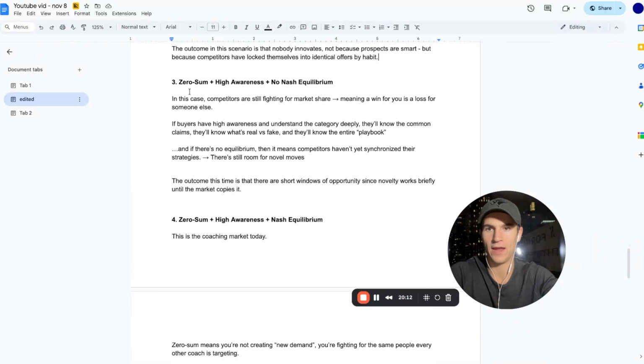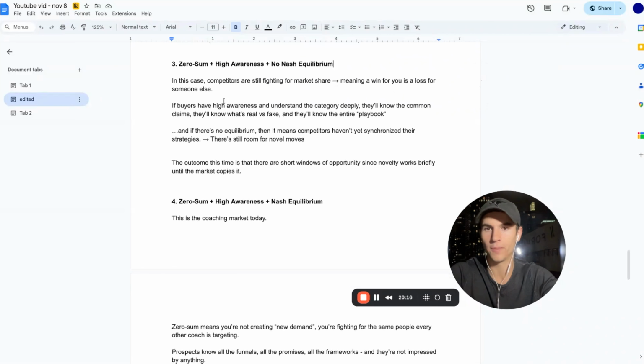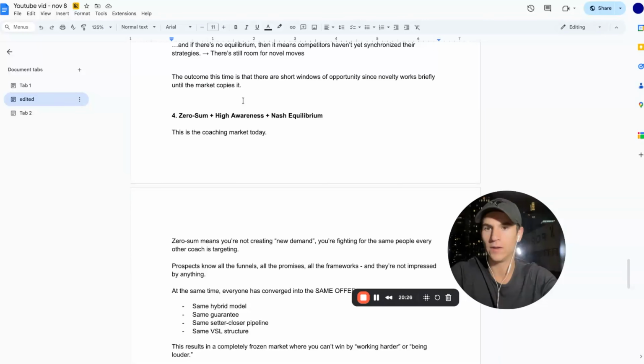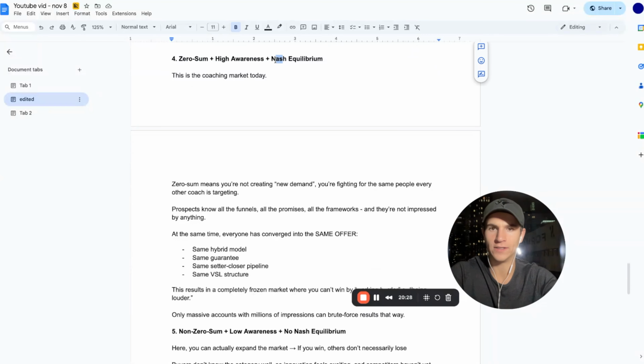And number three is zero sum plus high awareness, no Nash equilibrium. Competitors are still fighting for market share. If there's no equilibrium, that means competitors haven't yet synchronized their strategies. There's still room for novel moves. Then there's zero sum, high awareness, and Nash equilibrium.